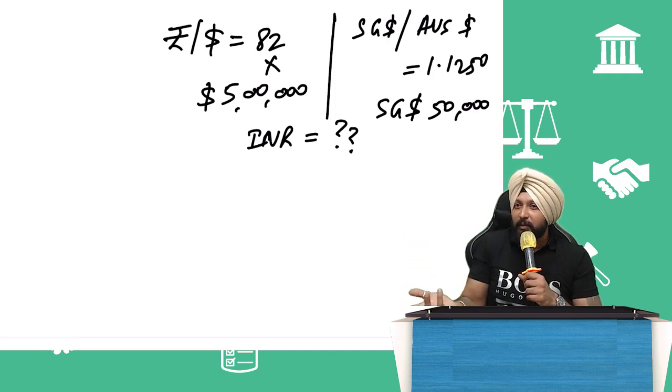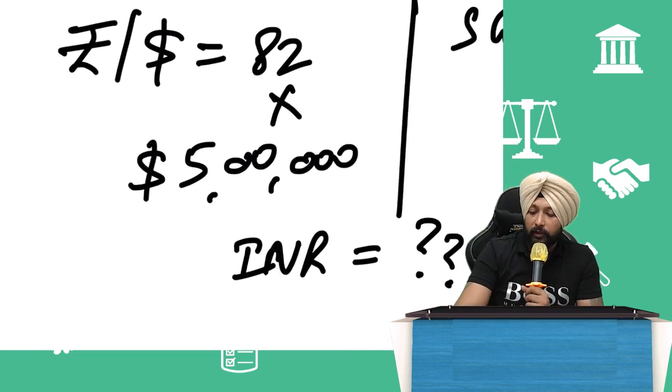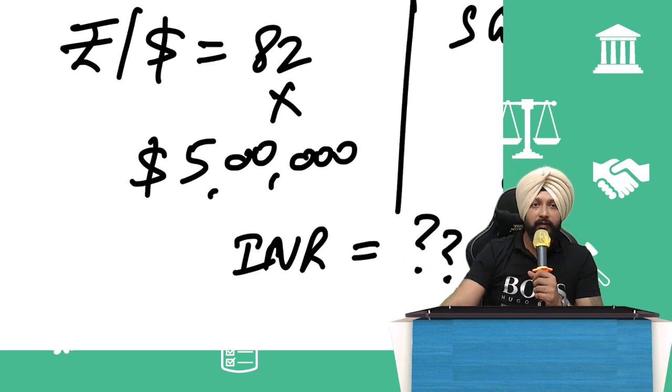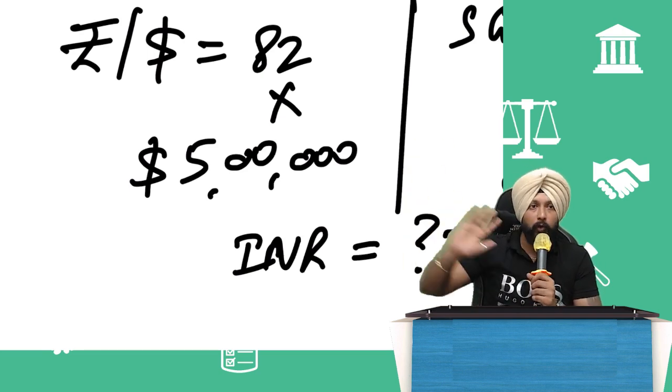Rupee and dollar is very simple. If I have dollars, I will get more rupees. See, what instigated you to say multiply? Because you know, if I divide 5 lakh by 82, I'll get a very small amount, but that is not possible. With dollars in hand, you will always get more.